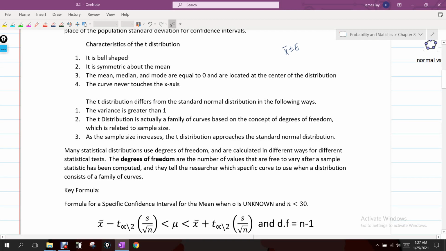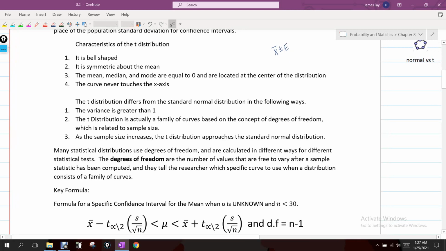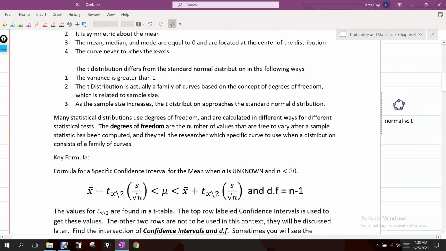Okay? It says many statistical distributions use degrees of freedom and are calculated in different ways for different statistical tests. The degrees of freedom are the number of values that are free to vary after a sample statistic has been computed, and they tell the researcher which specific curve to use when a distribution consists of a family of curves. Again, that's a very brief discussion about degrees of freedom. A much more detailed explanation should have been analyzed previously through some of those videos.